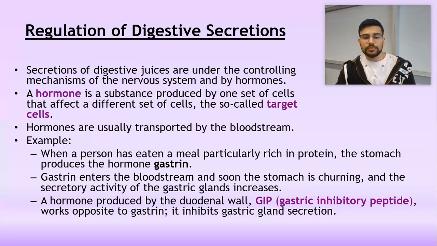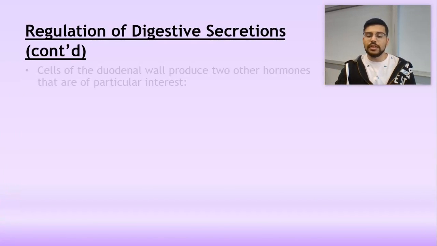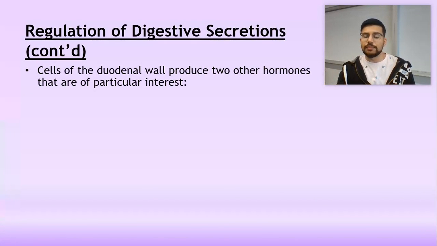Another hormone enters the digestive tract through the duodenal wall. We call it GIP, for gastric inhibitory peptide. This works to oppose gastrin and inhibits the gastric gland secretion. So that's going to pop in a little bit later on, once the food has started to digest.